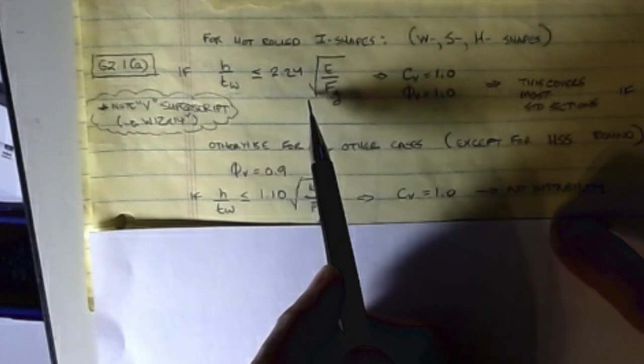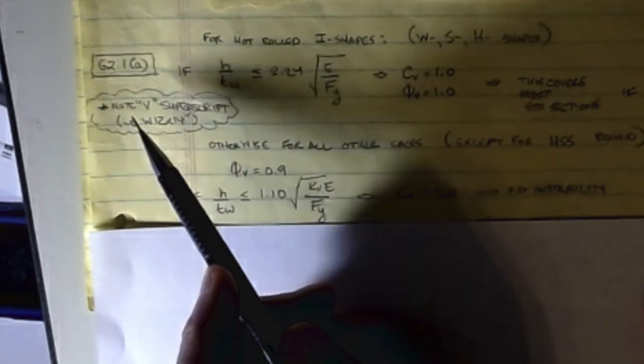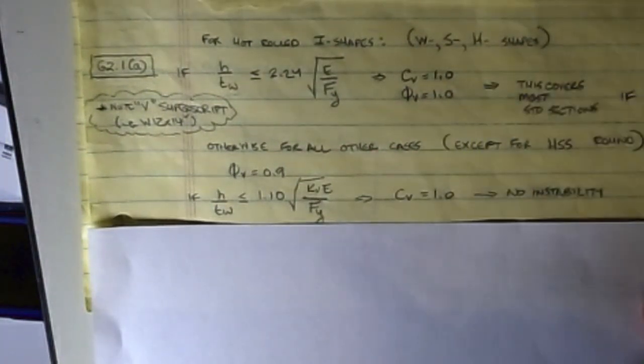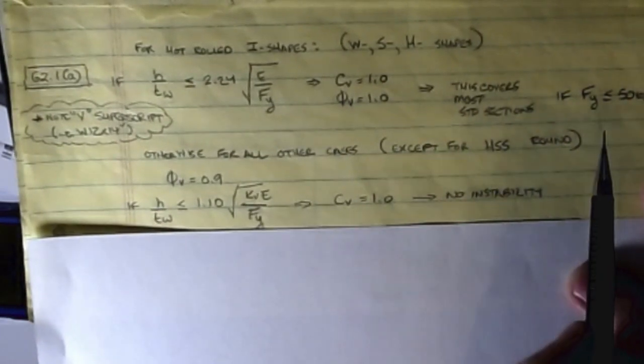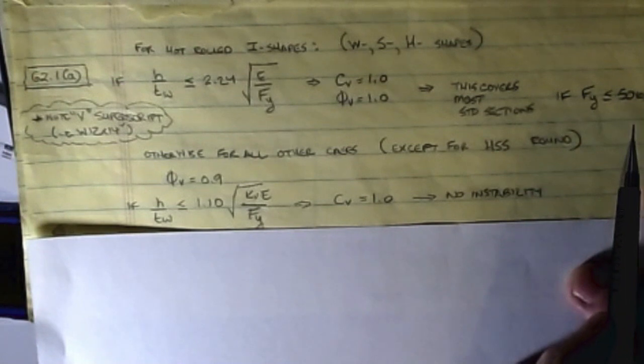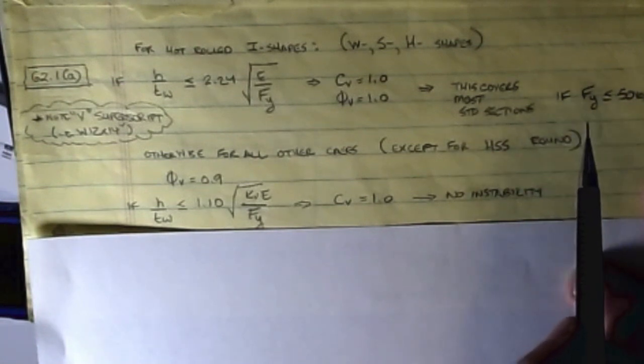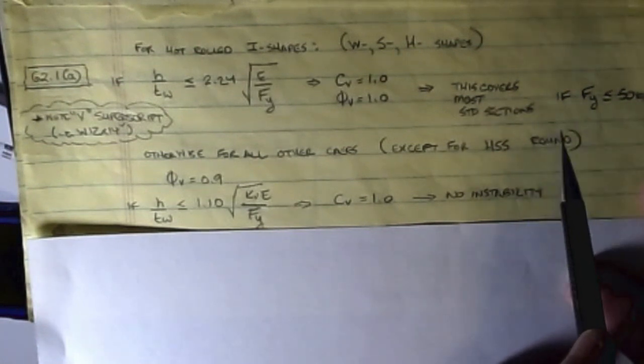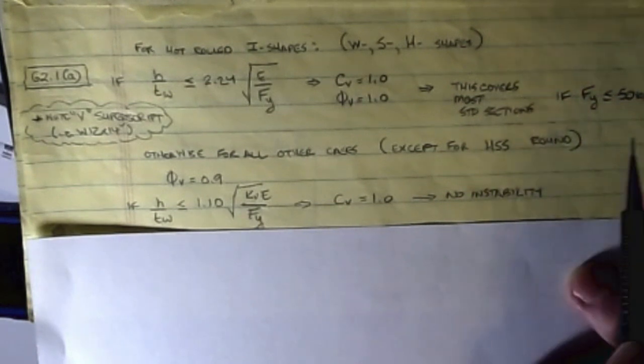If this value for the beam you've selected is less than this quantity, then this is case G2.1a, and Cv is 1.0 and phi is 1.0. This covers the vast majority of standard sections if our Fy is equal to 50 ksi. I will point out the few cases where there is an exception, and I'll show you one of these, just like with flexure, like in the W8x31, when they put an F to indicate that it was in that second region, not at the plastic moment capacity for the nominal moment.